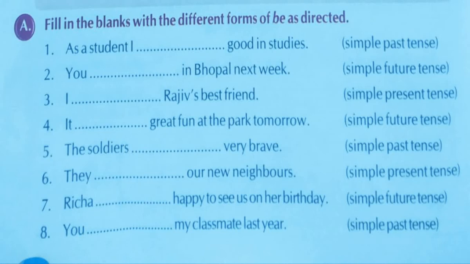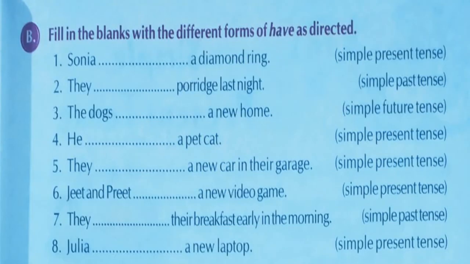So students, you need to do till 8. As it is given in the bracket what tense you need to use, and the verb you have to use is be. So I hope you'll be able to do it. Let's come to exercise B. Fill in the blanks with the different forms of have, as directed.